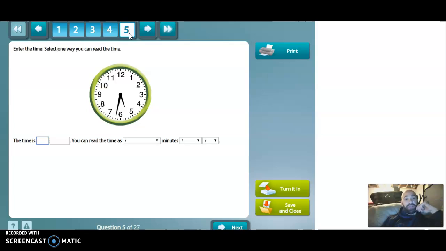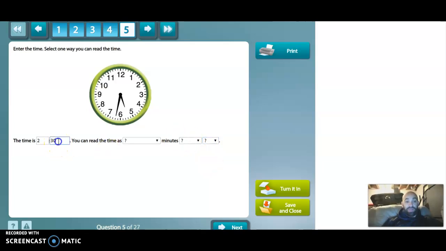Enter the time. Select one way you can read the time. So right here, you got to read the time. All right, so you would put, this is not correct. I think it's 2:30. So I type a 2 and then a 30 in there. All right, and I can read the time as 27 or 28 minutes before or after 5 or 6.